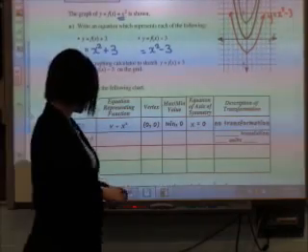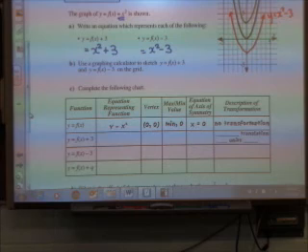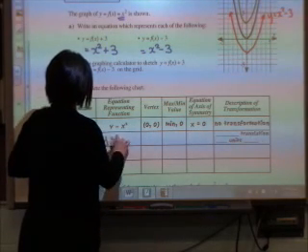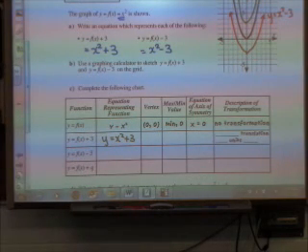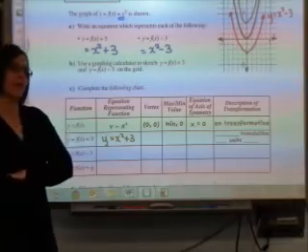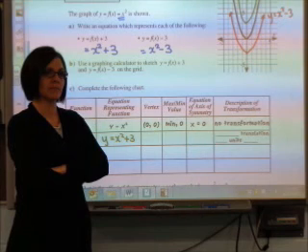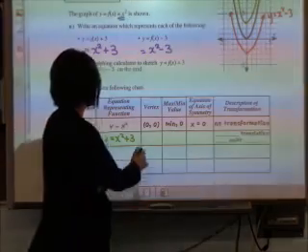So let's look at the chart. The graph that's in green is my y equals x squared plus 3. That was my f of x plus 3. Where's the vertex of this graph in green? 0 and 3.